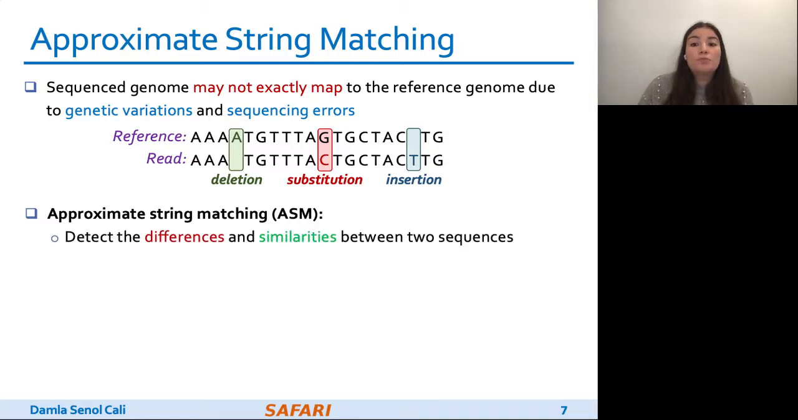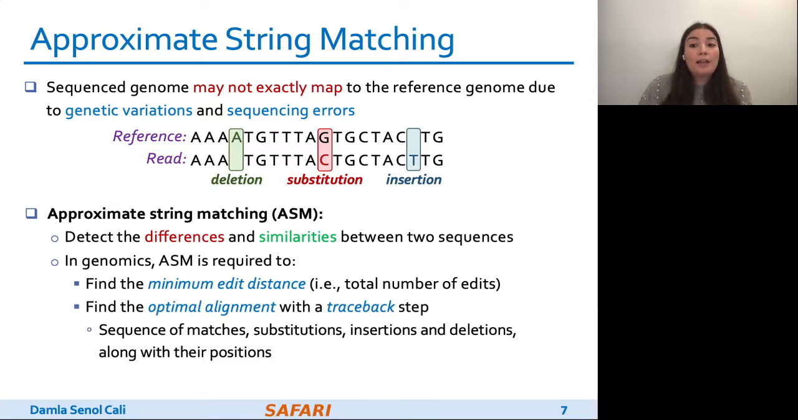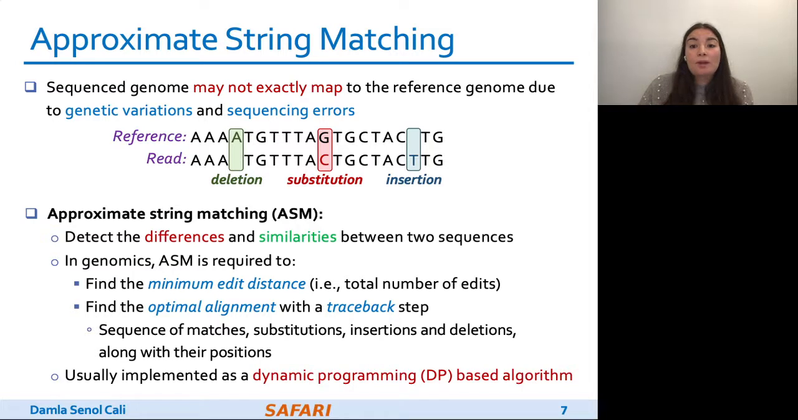The goal of approximate string matching is to detect the differences and similarities between two sequences. In genomics, ASM is required to determine the minimum number of edits between two genomic sequences, which is called edit distance, and also to find the optimal alignment with a traceback step, where we find the sequence of matches, substitutions, insertions, and deletions along with their positions. Approximate string matching is typically implemented as a dynamic programming-based algorithm, which has quadratic time and space complexity. Therefore, it is desirable to find lower complexity algorithms for ASM.